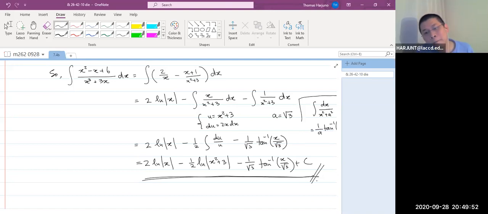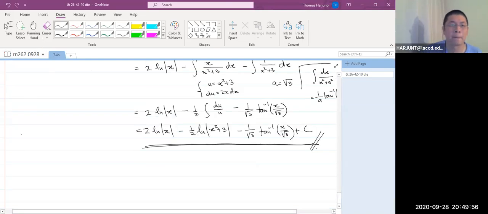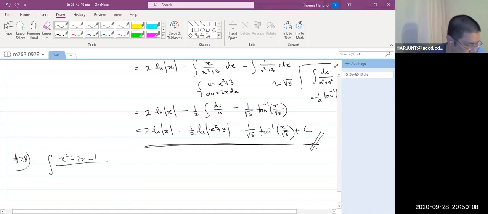Number 28. Integral of (x squared minus 2x minus 1) over (x minus 1) squared times (x squared plus 1) dx.